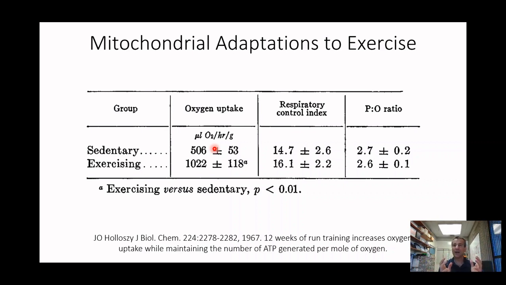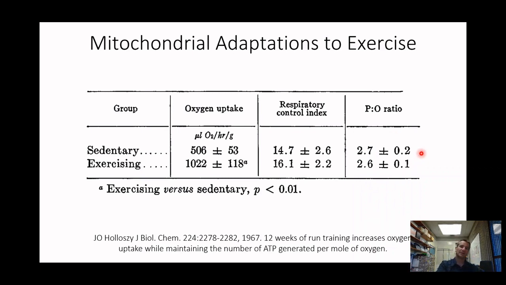Or is it that you actually are producing the same amount of ATP relative to the amount of oxygen, and you're just able to produce twice as much ATP? So he measured what's called the ATP to oxygen ratio, the P to O ratio, and he showed that you're producing the same amount of ATP per unit of oxygen. You're using twice as much oxygen. That means your muscle is able to produce twice as much ATP.